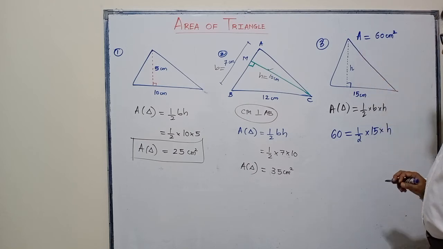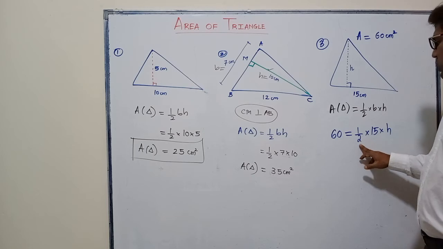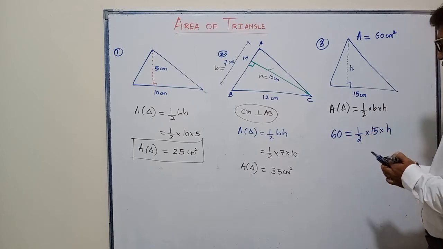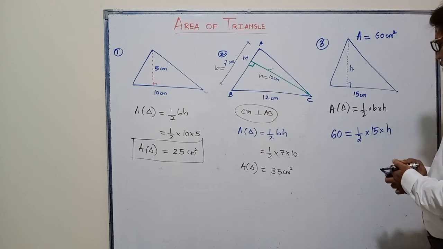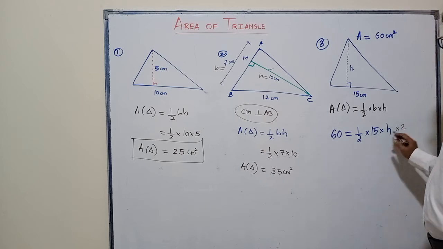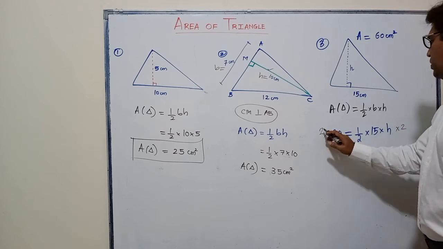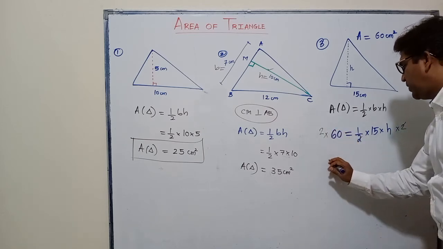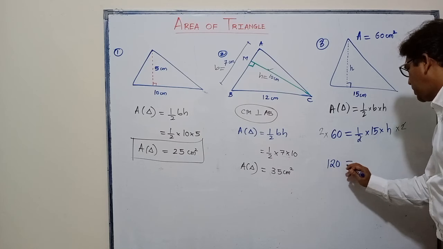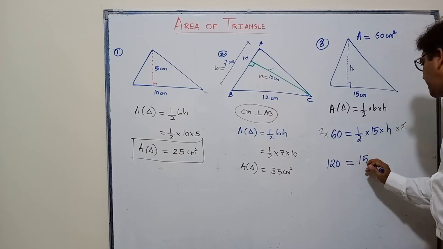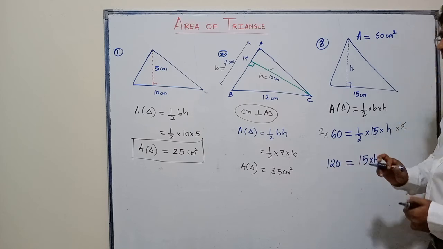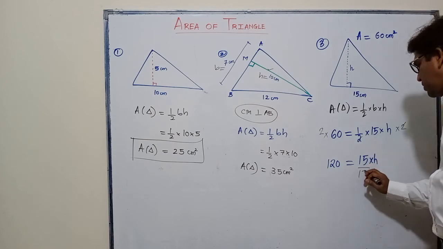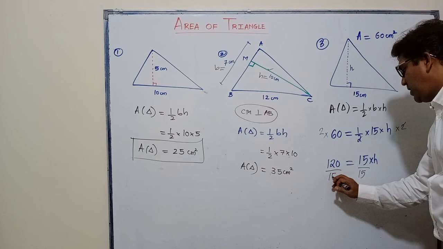Now to simplify this, I need to eliminate 2 and I need to eliminate 15. Let's eliminate 2 first. To eliminate 2, you will multiply both sides by 2. So this 2 and this 2 will get cancelled. 2 times 60 will give me 120 equals 15 times h. Now to eliminate 15, we will divide both sides by 15.